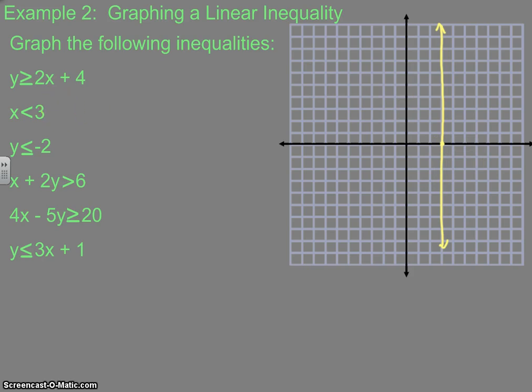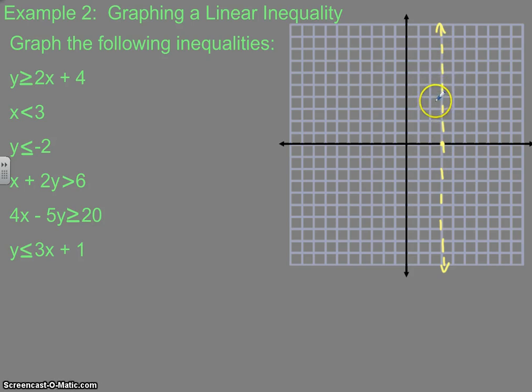I'm sorry, I've got to go back and do that again. I was so proud of my line, I didn't think. This does not have an equal sign. When it does not have an equal sign, you have to draw a dashed line instead of a solid line. The reason for that is all the points on this line do not make the statement true. When it has an equal sign and you draw a solid line, you're telling me all the points on the line make it true. But all the points on this line do not make it true, so we have to make it a dashed line.